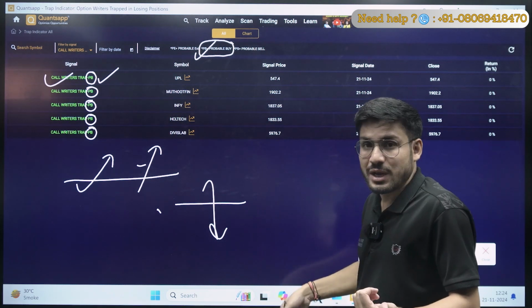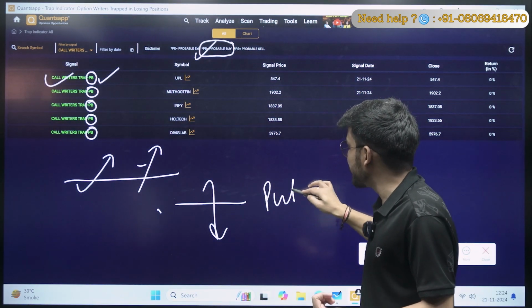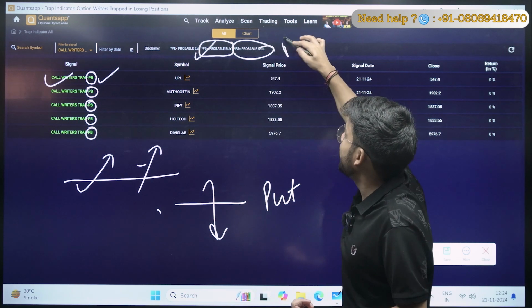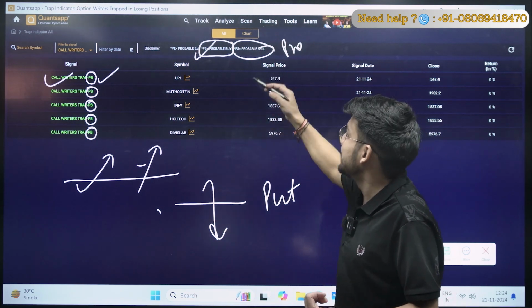The price will fall. So I have to be ready to buy the put option. At that time the market will give me a signal of PS, that is probable sell.